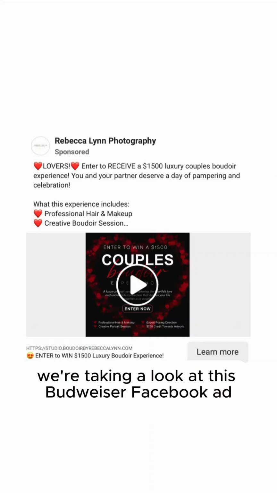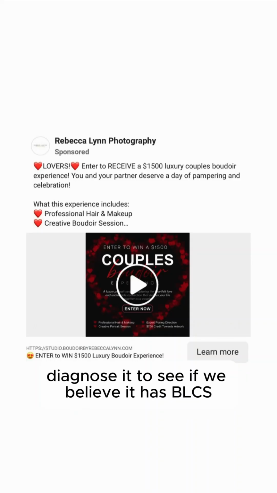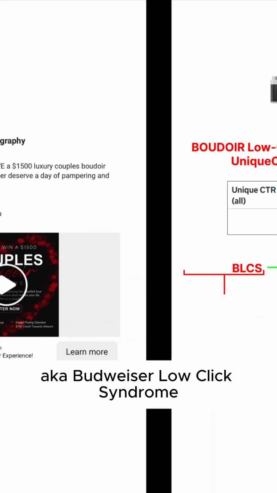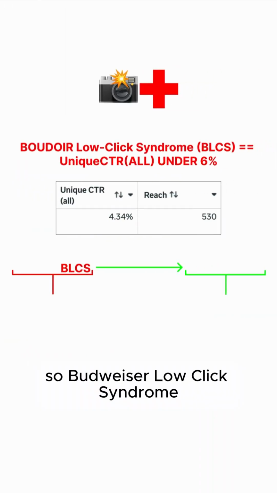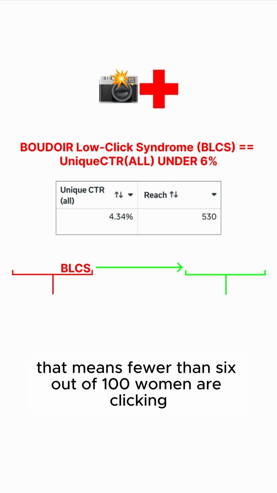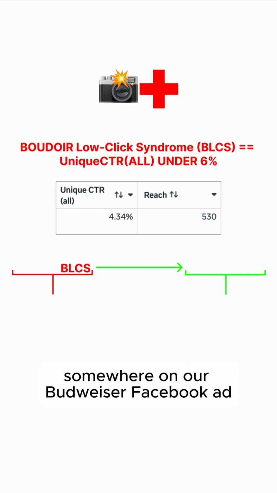All right, y'all, we're taking a look at this Boudoir Facebook ad. We're gonna diagnose it, see if we believe it has BLCS, aka Boudoir low click syndrome. Boudoir low click syndrome, aka BLCS, is when the unique CTR of our Boudoir Facebook ad is under 6%. That means fewer than 6 out of 100 women are clicking somewhere on our Boudoir Facebook ad.